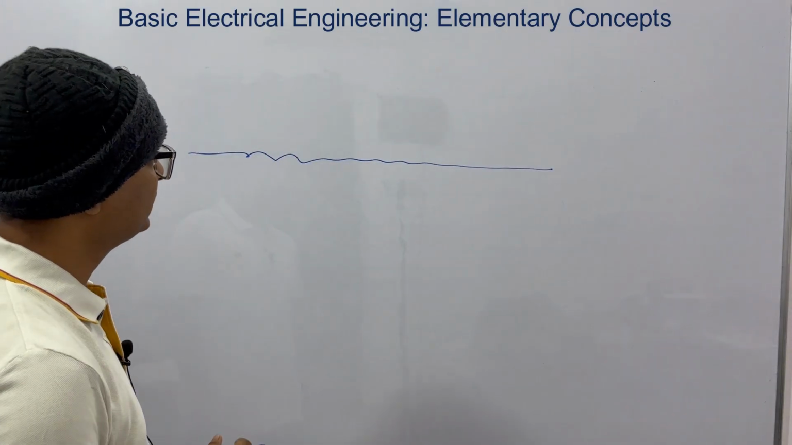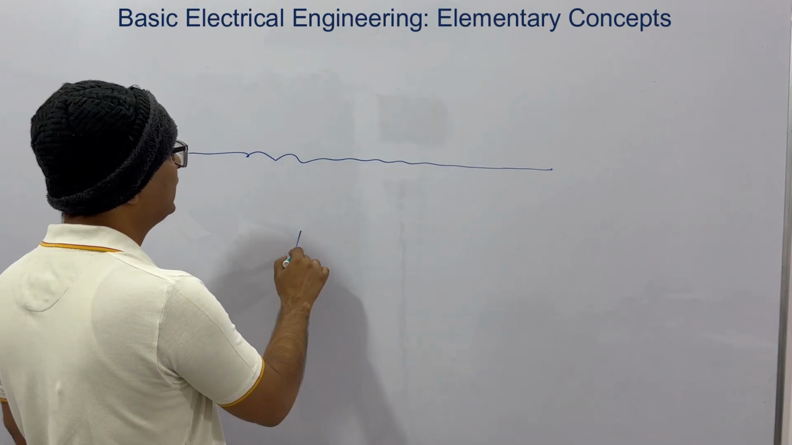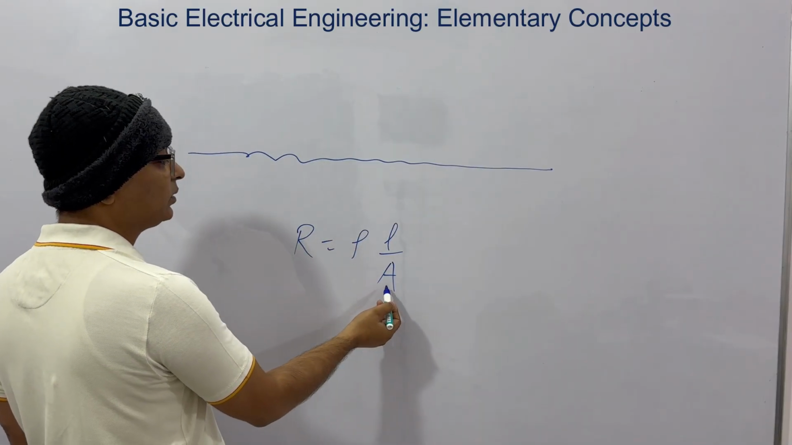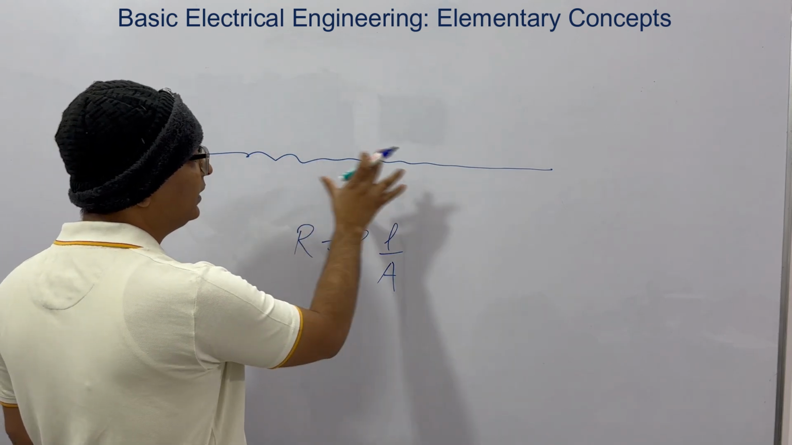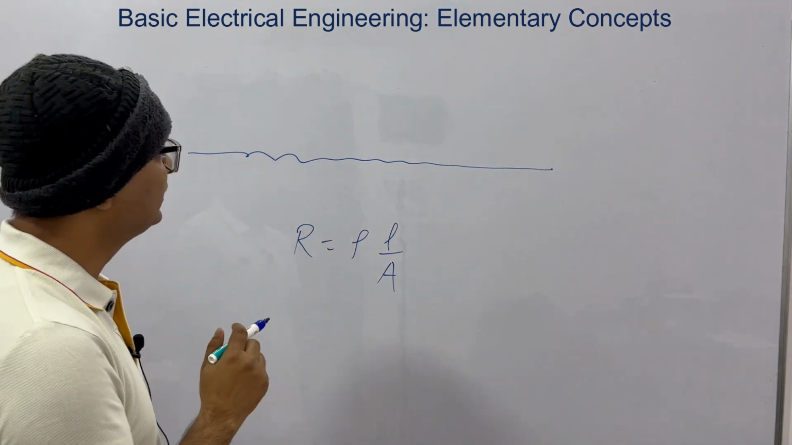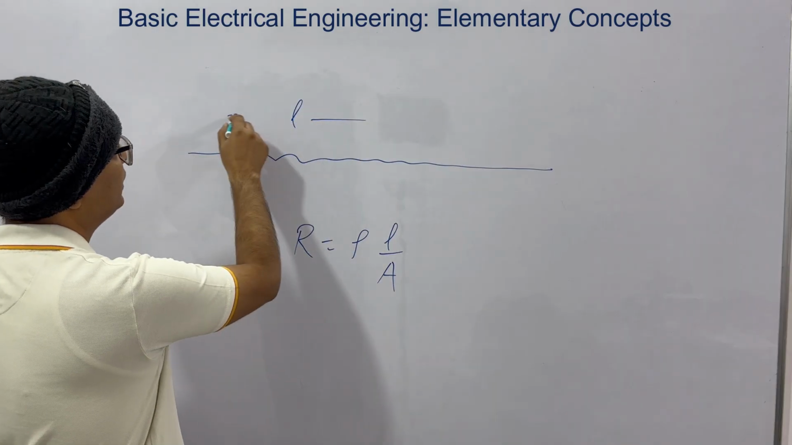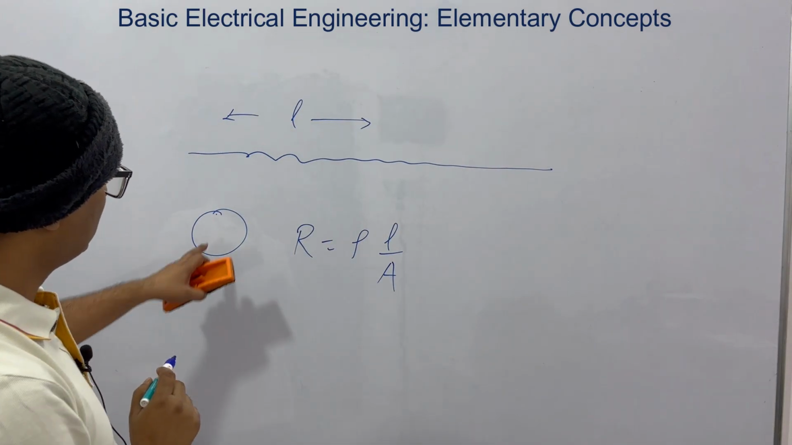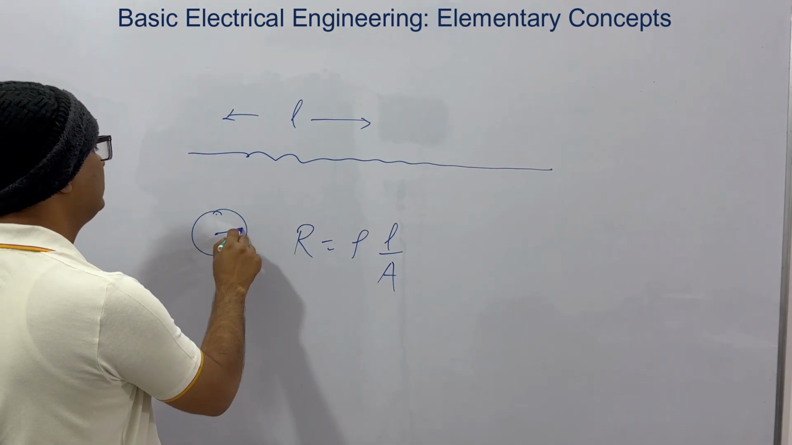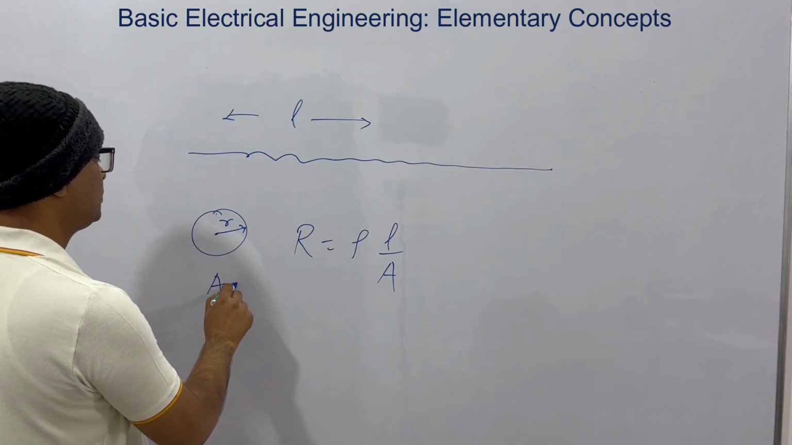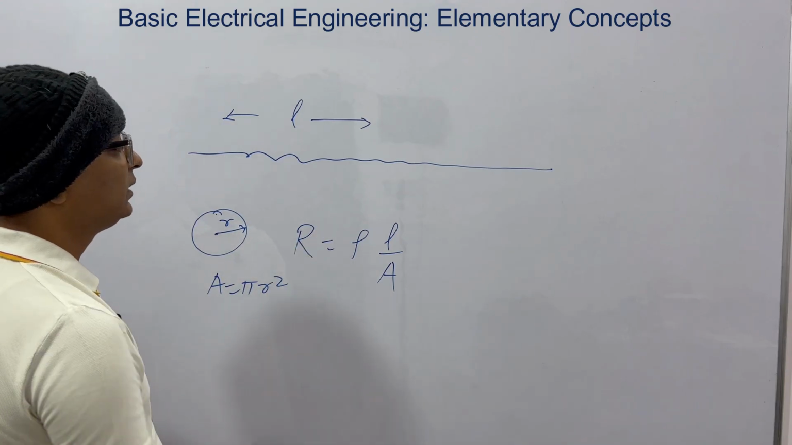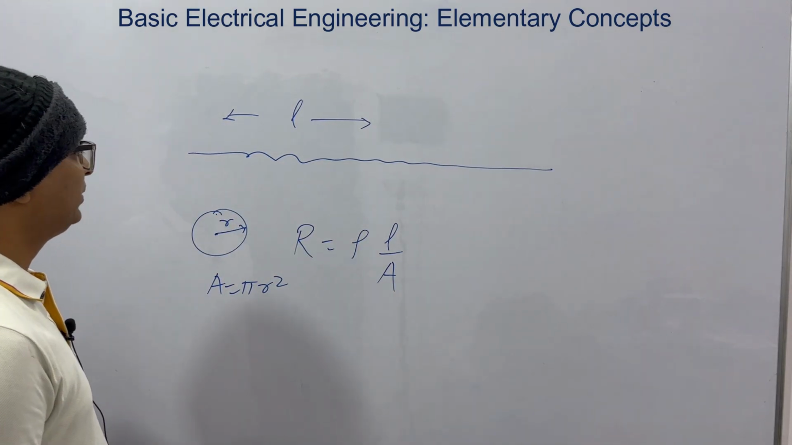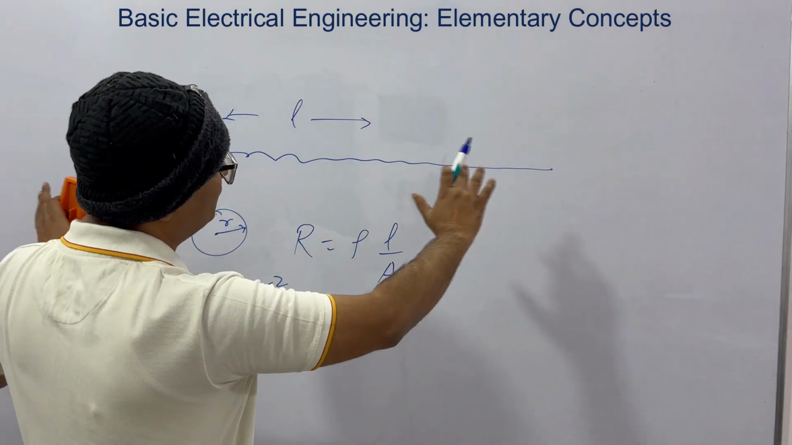Try to understand this. The resistance of this wire is given by R = rho L by A. A is the cross section of this wire, L is the length, rho is the resistivity. So this is L from here to here. If we see the cross-sectional view of this wire, and the radius is r, your area is pi r square, and rho is the resistivity of the material with which this has been made. So this is a wire.